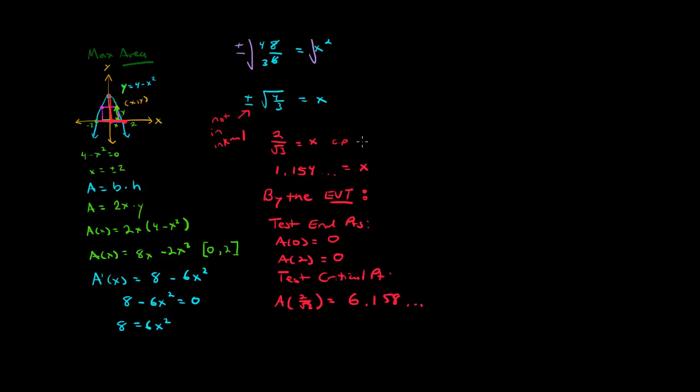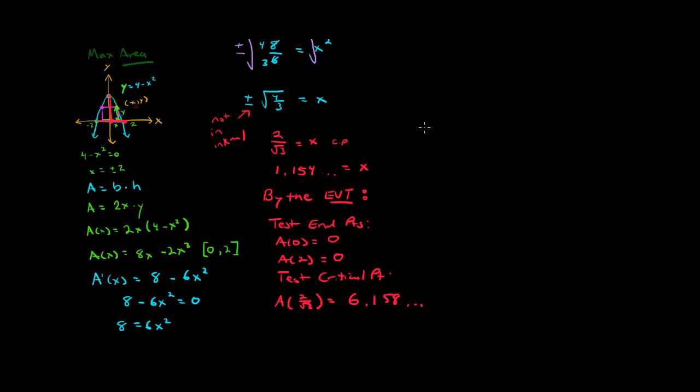So all I've got to do now in my optimization problem, I tell everyone, is write what you did. What did you find here? Well, it turns out that if x was equal to 2 over radical 3, in other words 1.154, and that was the x value right here, when you get this vertex here, that's going to inscribe a rectangle that has the largest area, and that area is going to be 6.158 square units.